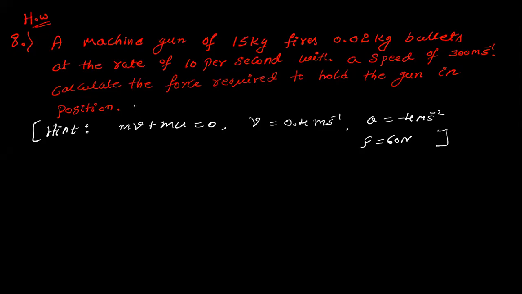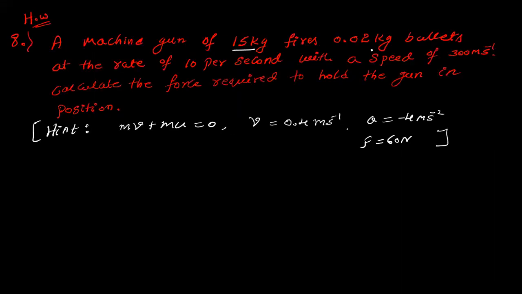Take this one as homework. A machine gun of 15 kg fires 0.02 kg bullets at the rate of 10 per second. Okay, per second, 10 bullets will come out from the gun, and each bullet carries the weight of 0.02 kg, and it is moving at a speed of 300 meter per second. Calculate the force required to hold the gun in position.